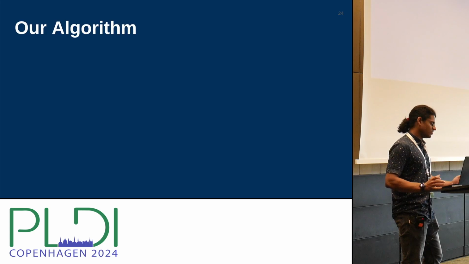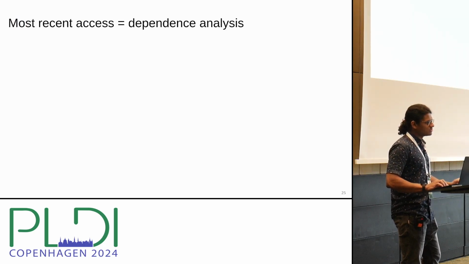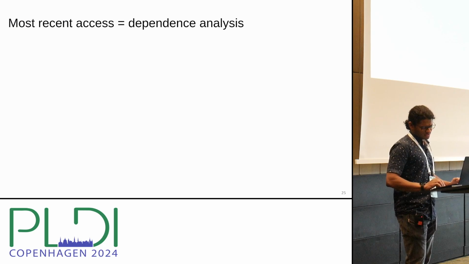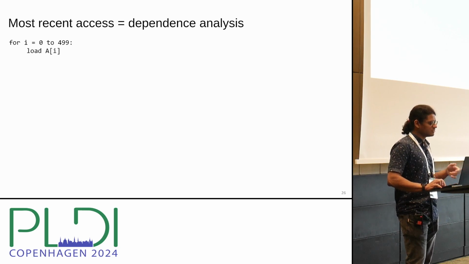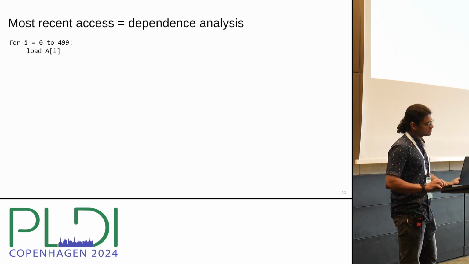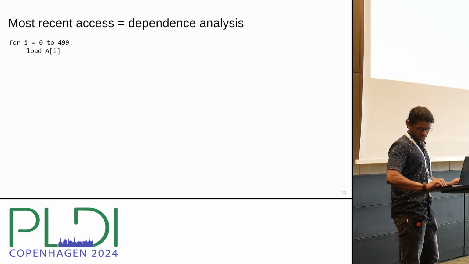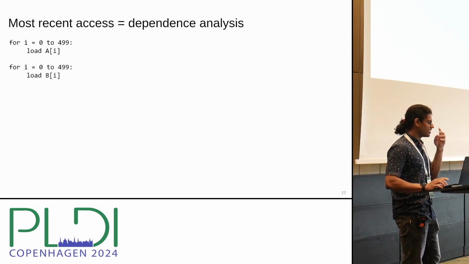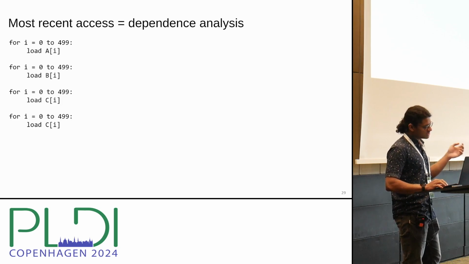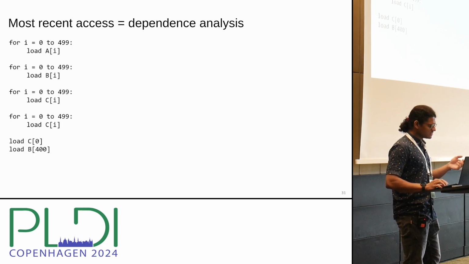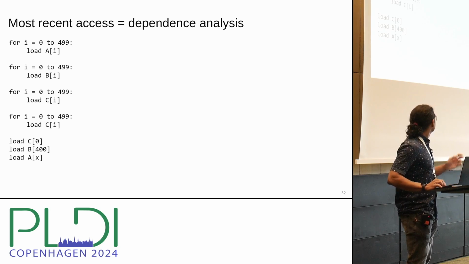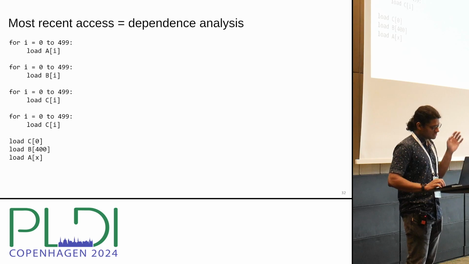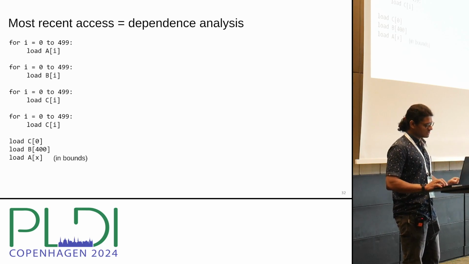So actually, what we want to do is just dependence analysis. So we use the existing algorithms for polyhedral dependence analysis, which can give you the same result, but much more efficiently for large programs. So let's look at an example. Here, for 0 to 499, we're accessing A at I, and then B at I, and then C at I, and C again. And then C at 0, B at 400. And A at some X, let's assume it's something you don't know, but it's in bounds. I'll tell you why we need that later.